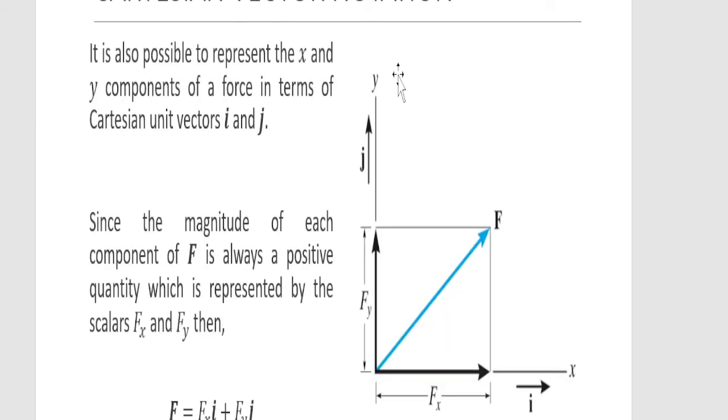Then another way is by using the Cartesian vector. It is also possible to represent the x and y components of the force in terms of Cartesian unit vectors i and j. Since the magnitude of each component of F is always a positive quantity, which is represented by the scalars Fx and Fy, the resultant should be equal to Fx i plus Fy j. So this will be the formula to find the resultant by using the Cartesian vector notation.